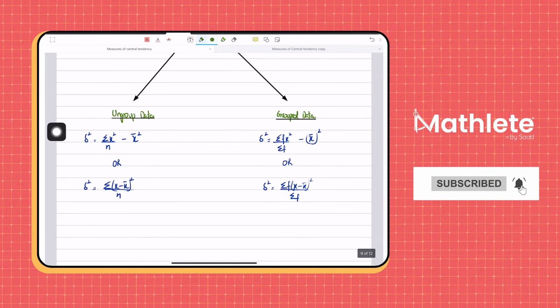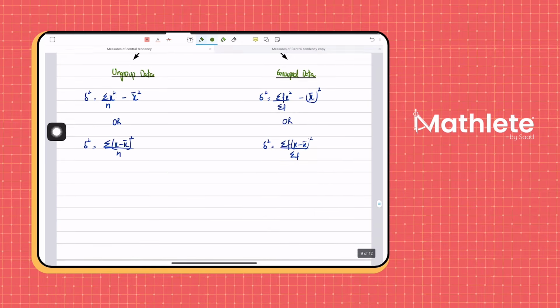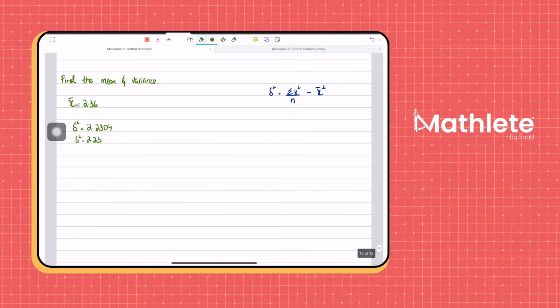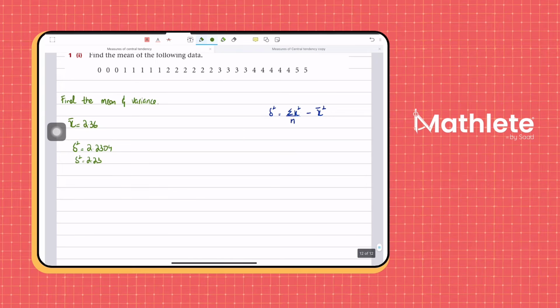Once again, the correct answer is 2.2304, or we can say 2.23, correct to three significant figures. Make sure to read the question carefully. Sometimes the question will have a certain restriction, so you have to fulfill that. Now let's see how we can find the standard deviation or the variance of group data.